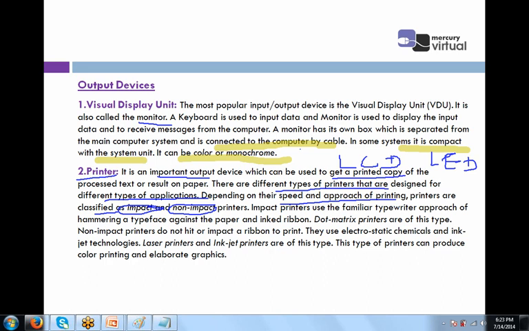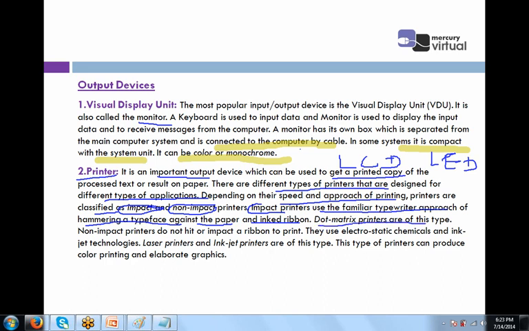Impact printers use the familiar typewriter approach of hammering a typeface against the paper and ink ribbon. As I told you, impact printers give an impact like a familiar typewriter hammering a typeface. Means there is a hammer which strikes on the paper which causes the character to print. But there is also some ink that spreads over the paper. That's why it is known as an impact printer. Hammer means with the help of which a character is pressed and pushed on the paper.